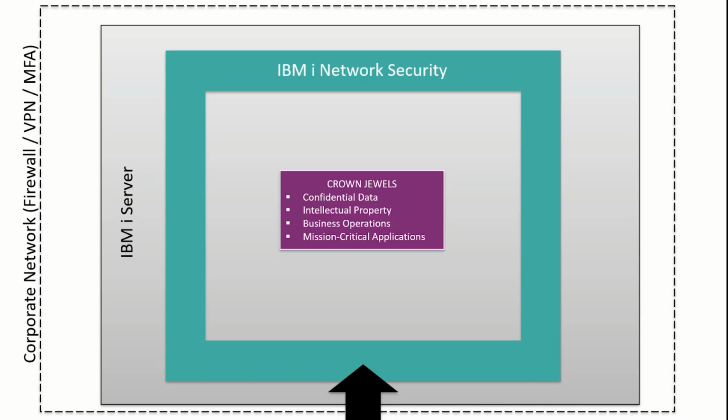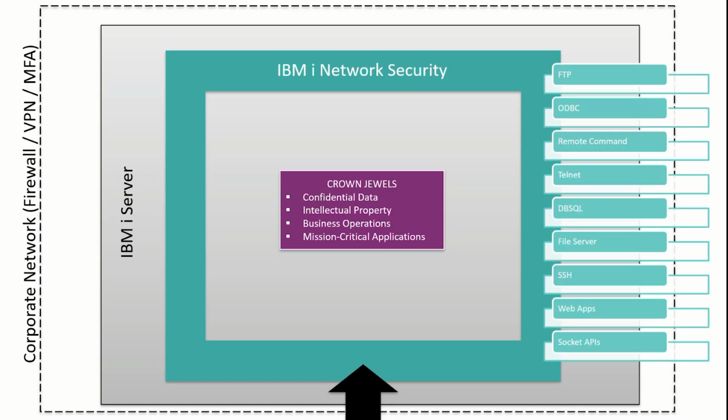This is a layer inside your corporate network that can protect your IBMI at a more granular level based on what operations and users perform through different protocols. These can be multiple protocols. It could be ODBC or JDBC connections. It could be SQL scripts, FTP connections, Telnet connections, or different web apps connecting to your server.